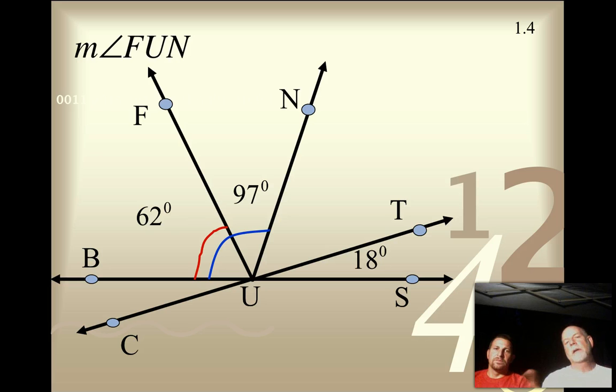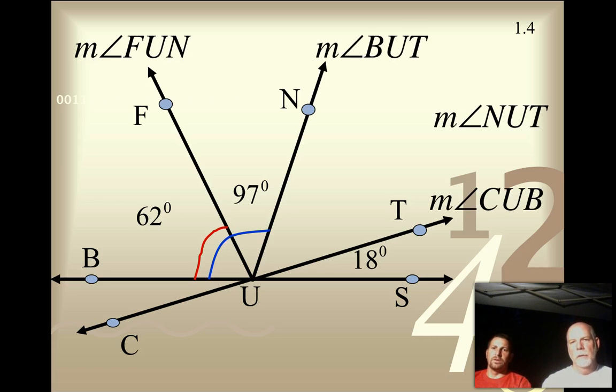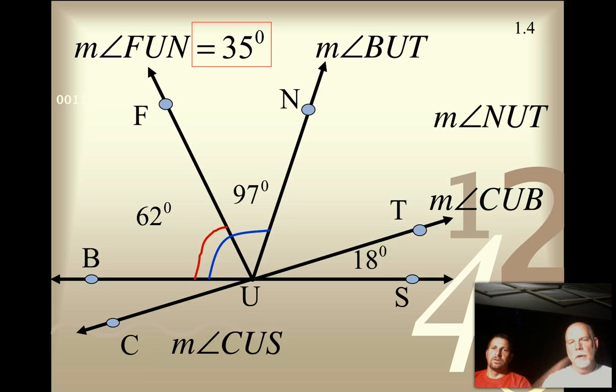Okay? So because they give us the big one, 97, it's just like what we talked about with segments. Because they give us the big one and they give us a smaller one inside of it, a part of it, we can subtract those two in order to come up with the other part. So if the big angle is 97, part of it's 62, we can subtract those two and get 35, and that's what the angle FUN is that they're asking us for. So there it is, 35 degrees for angle FUN.